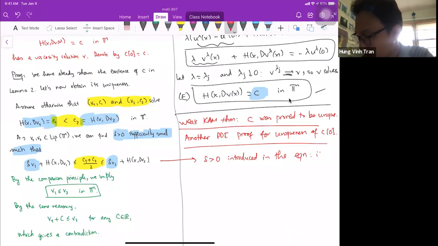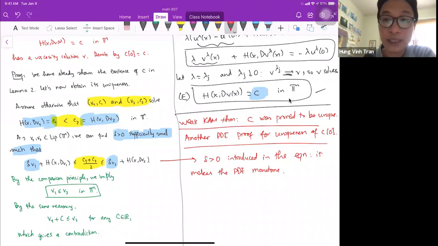then it makes the PDE monotone. Okay, so it makes the PDE monotone, and when it makes the PDE monotone, then you can use the comparison principle, right? Because you have uniqueness of solutions, so therefore you can conclude that V1 is less than V2.